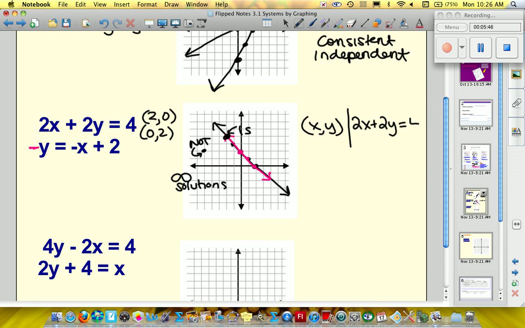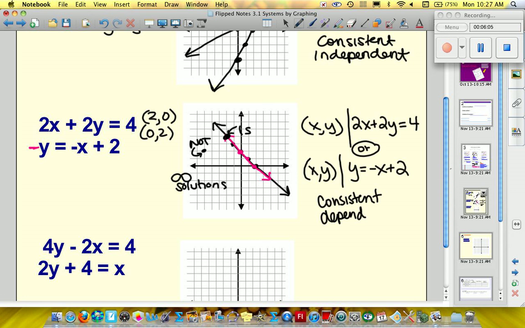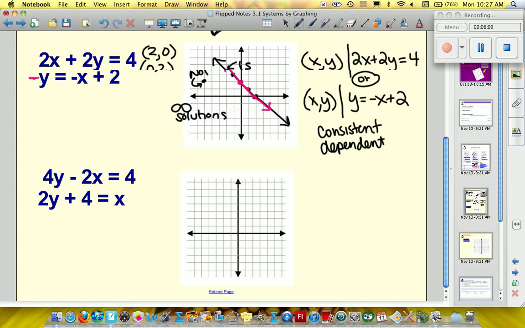It wouldn't have been wrong to list it this way: x, y such that this equation works. You just pick one. You don't need both of them, so this is an or. Okay? This is a consistent system because there is a solution, but this time it's dependent. It's dependent on the line. Just the points on the line make the system work.